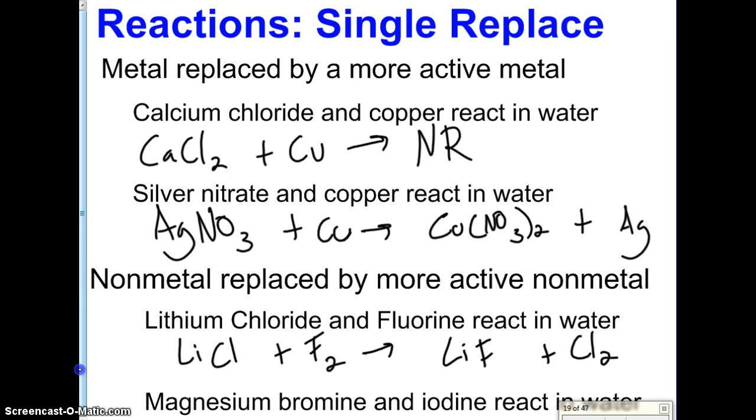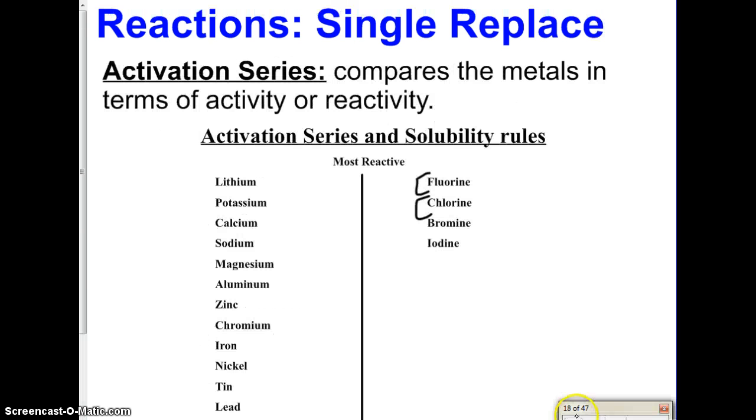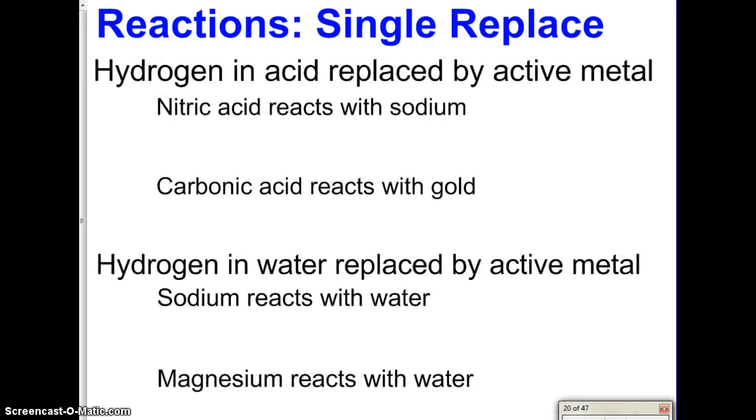Okay, same thing down here, bromine and iodine. Due to the fact that iodine is less reactive than bromine, this is going to produce no reaction. And just so you can see that, bromine's up here, it's the one in the compound. It is more reactive than iodine, which is our individual element. Okay. So let's keep looking at these.